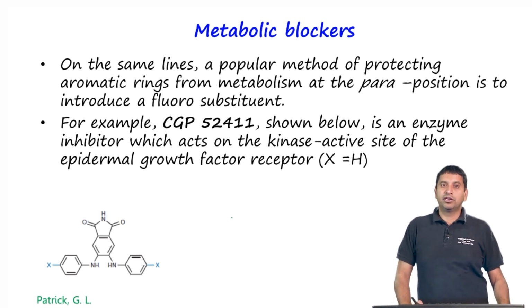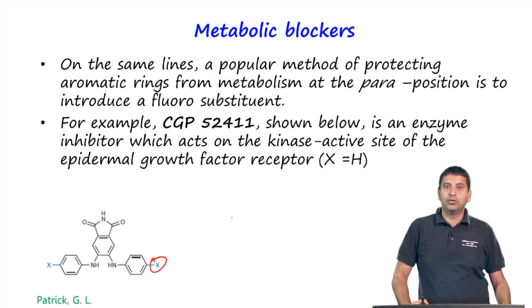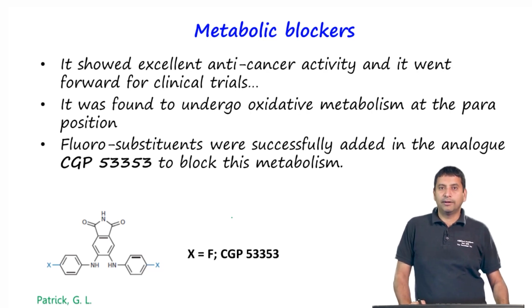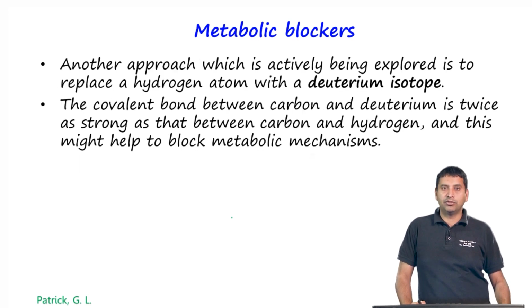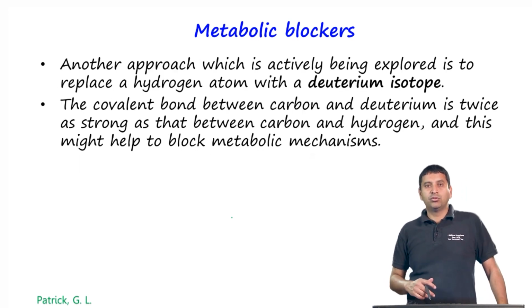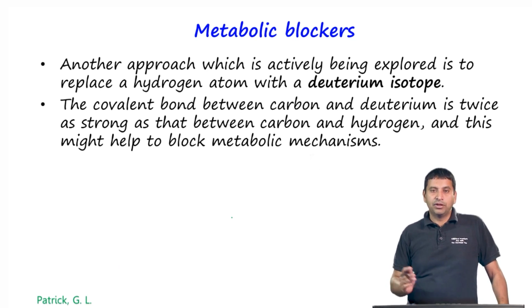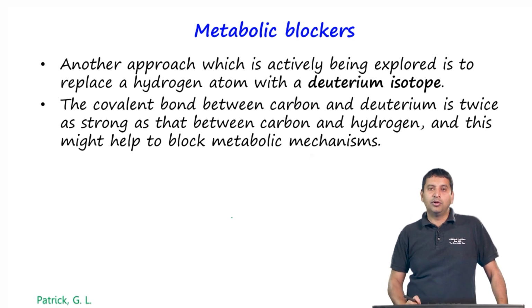So, the para position here, X, can be replaced by fluorine. This molecule, where X equals hydrogen, had excellent anti-cancer activity, but it underwent oxidative metabolism at the para position. When the fluoro substituent was successfully added, this molecule was quite resistant to metabolism. Another approach is to replace the hydrogen with a deuterium isotope. As we know, the deuterium isotope effect may be operational, that is, the carbon deuterium bond is more difficult to break compared to a carbon hydrogen bond, and this may help slow down the metabolism at that position.